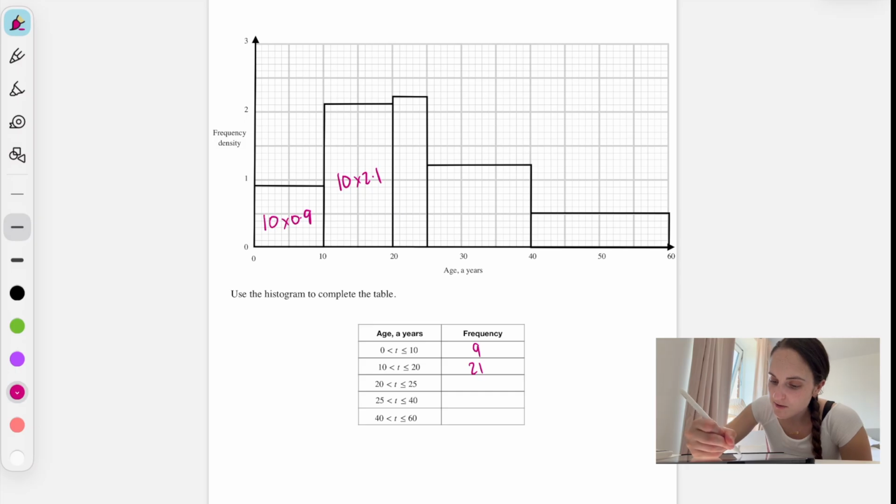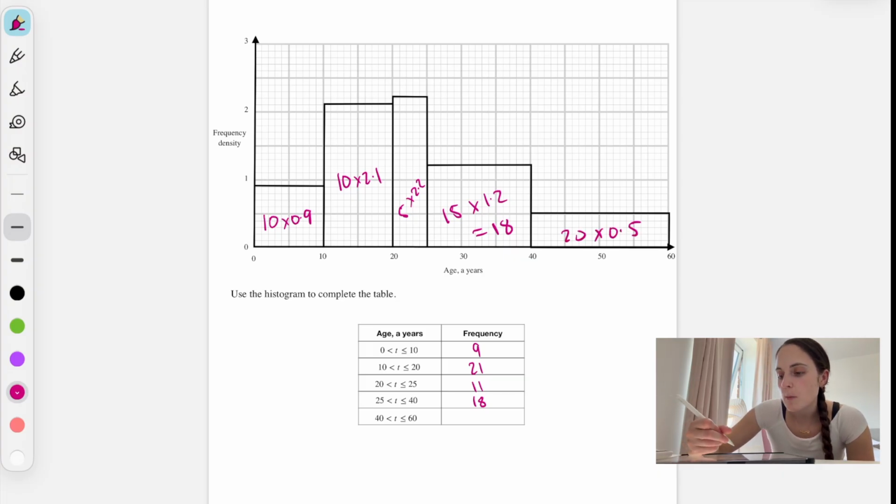The next one, the base is 5 and the height is 2.2. So 5 times 2.2 is going to be 11. The next one, the base is between 25 to 40, so that's 15, and then the height is going to be 1.2, so 15 times 1.2, that's going to be 18. And then the last one, the base is going to be 20, and the height is 0.5, so 20 times 0.5 is going to be 10. So that's the answer to that question.